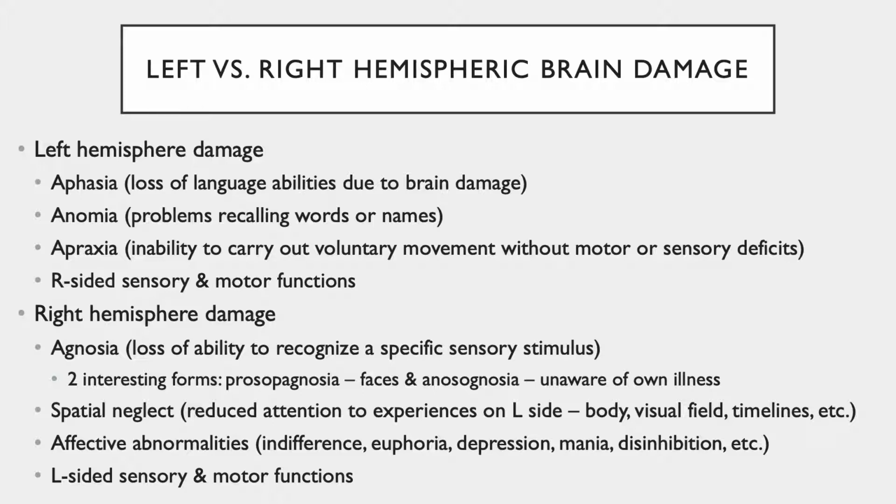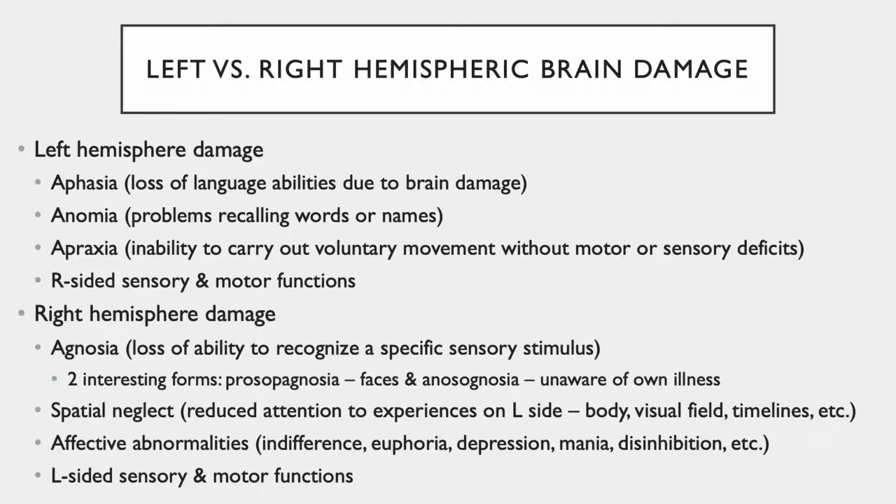Spatial neglect is when an individual neglects to pay attention to the experiences on one side of the body. It's particularly common for right-sided damage to lead to spatial neglect of the left side of the body. That could be in terms of the body itself, perhaps not putting their left arm into the left sleeve of their sweater, the left side of their visual field, the left side of a timeline. They really just neglect to see that part of their visual and sensory experience and attend only to the right side.